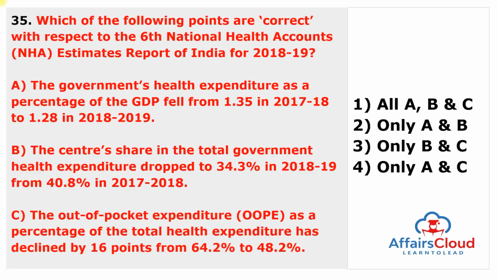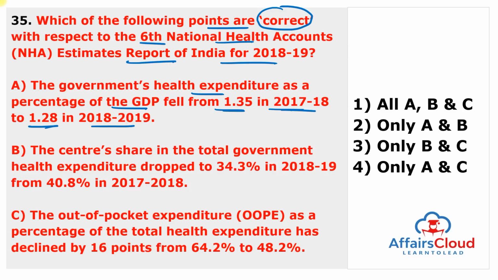Moving to the next question. Which of the following points are correct? So we have to find out the correct statement with respect to the 6th National Health Accounts Estimates Report of India for the year 2018-19. So let's read the statement. The government health expenditure as a percentage of the GDP fell from 1.35% in 2017-18 to 1.28% in 2018-19. This statement is very much true. So A is a true statement.